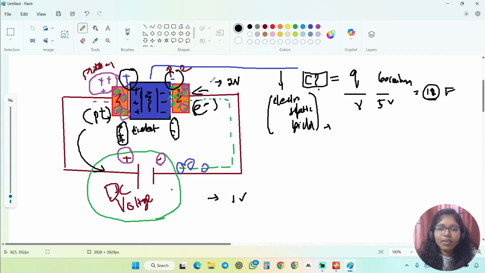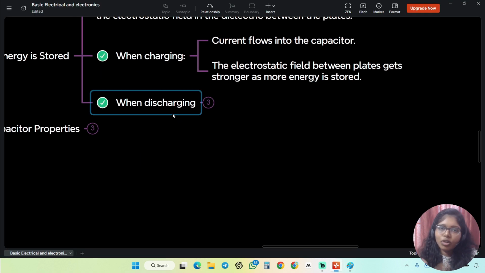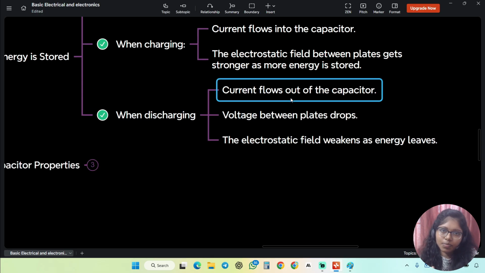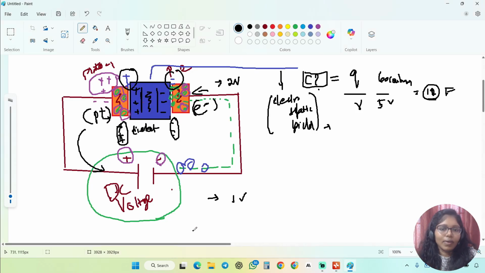So whenever you are giving charges, the electrostatic field gets stronger, because you are capable of storing a higher amount of charge. The more field you try to store, the more energy it gets. When you discharge, current flows out of the capacitor. It starts to discharge the charges, and the voltage between the plates automatically drops. So when I take off the voltage, what will happen? The voltage drop happens at the time the charge is discharged.